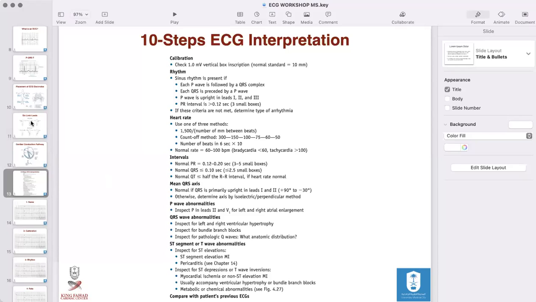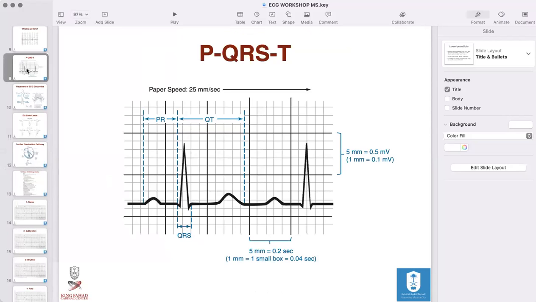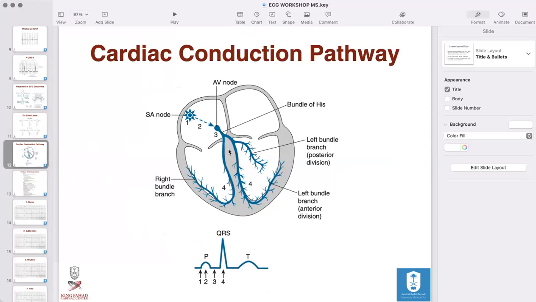And then you have the QRS duration. It's either normal or wide. Wide happens, most of the time, if there are blocks below here, and there are other etiologies for that.